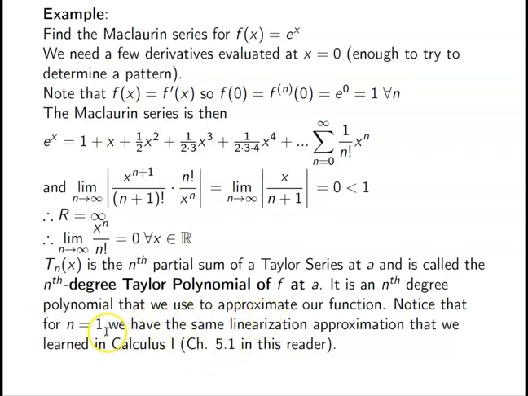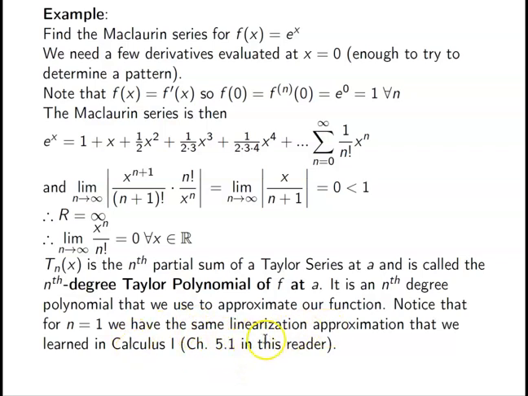Notice that for n equals 1, we have the same linearization approximation. Sorry, this would be 0, this would be 1. We have the same linearization approximation that we learned in Calculus 1, right? So in this reader, it would be chapter 5.1. I actually didn't include it in this reader that I'm making at the moment because it's just Calculus 2, but at some point I'm going to combine Calculus 1 and 2 together, and then when I make my Calculus 3, I'll combine that as well. But you could always go back and look at the 5.1 stuff.